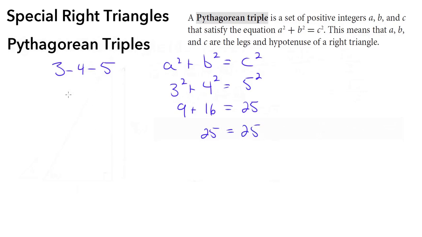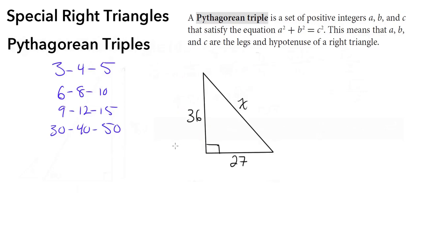Now, any multiple of this combination also forms a right triangle. So if I multiply by 2, that gives me 6, 8, 10. If I multiply by 3, that gives me 9, 12, 15. If I multiply by 10, that gives me 30, 40, 50. And all of these are right triangles. So if you can identify a Pythagorean triple, then you could very quickly find the measure of a missing side.